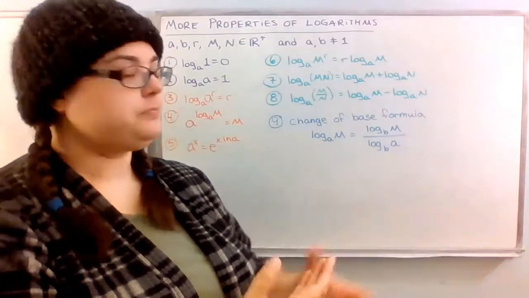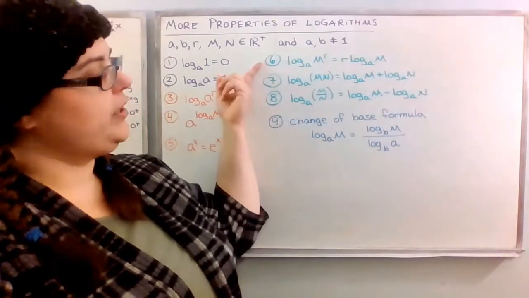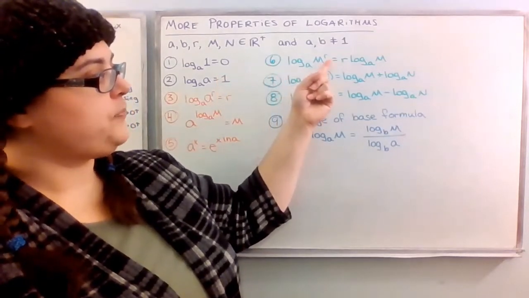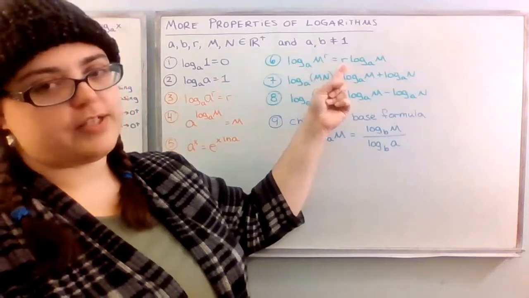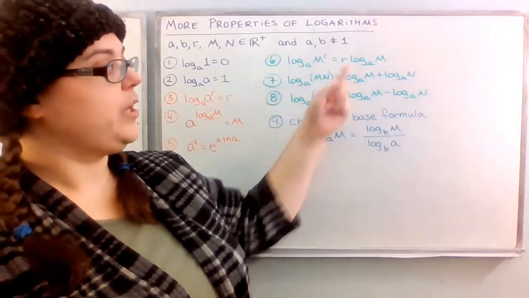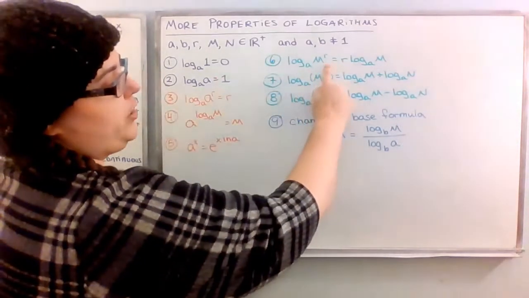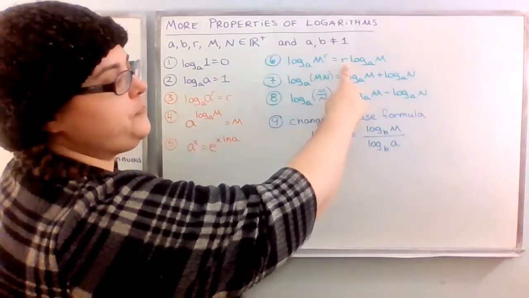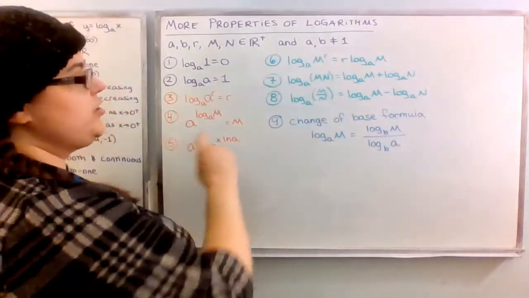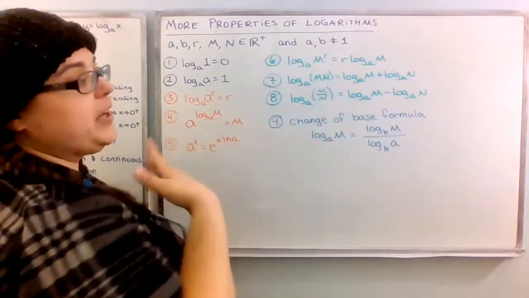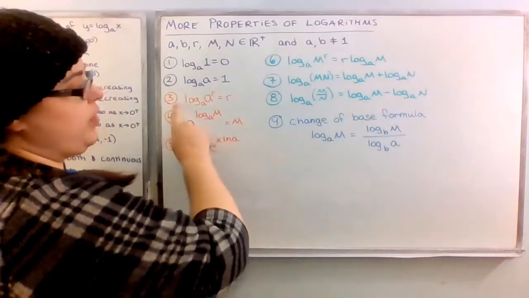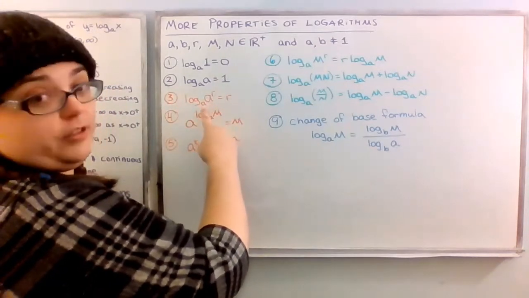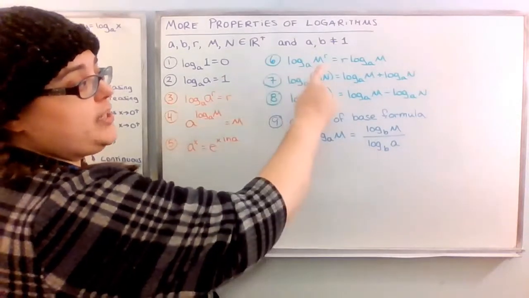equal to each other. So this first one, number 6, says that if I have log base a of m to the r, I can bring that r out in front of the logarithmic expression. In other words, I can turn this exponent inside a logarithm into multiplication outside the logarithm. This is similar to property 3, but it's a little bit different because in property 3, the base inside the logarithm and the base of the logarithm were the same, whereas here they are not.